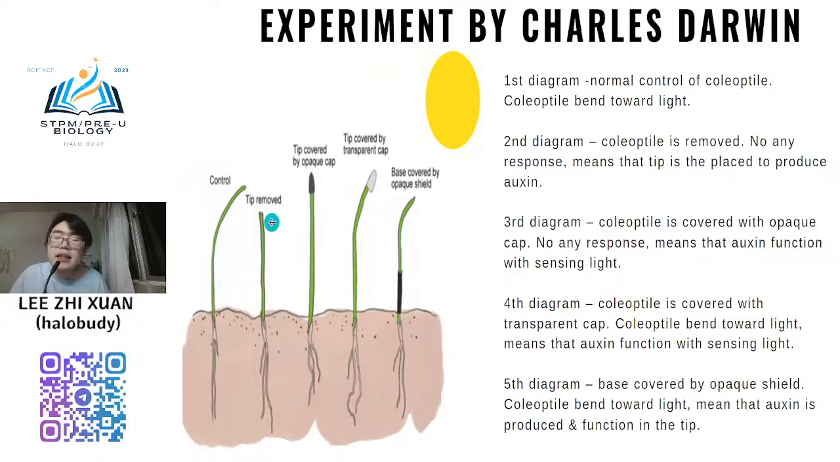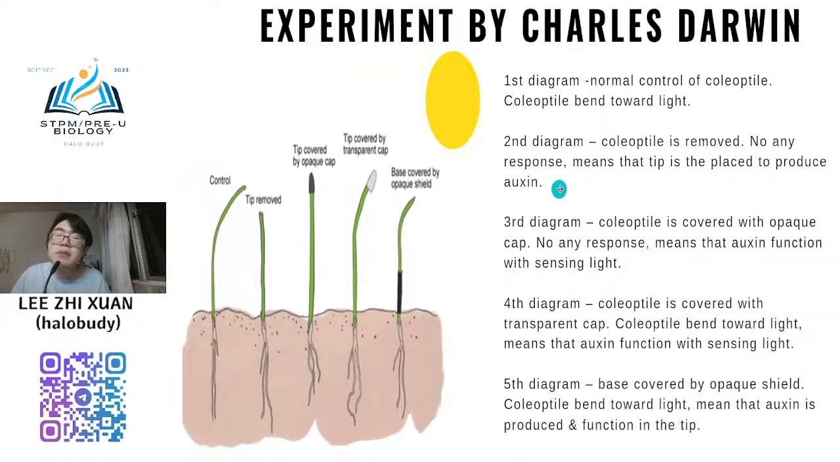But in the second diagram, we remove the coleoptile. Once we remove the coleoptile, they found that there is no response at all, meaning the shoot cannot grow. No shoot will grow. The shoot is maintained at this height only. It does not mean the plant is dead, but the plant cannot grow. It can only maintain the height of the shoot like this.